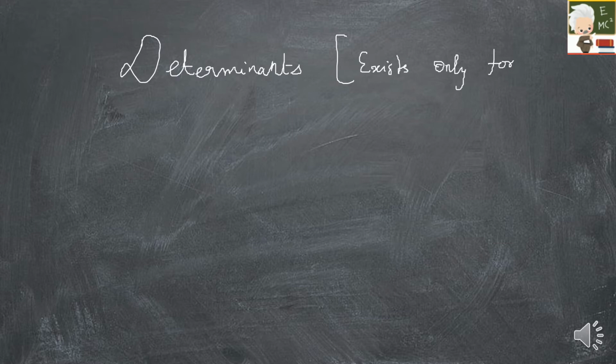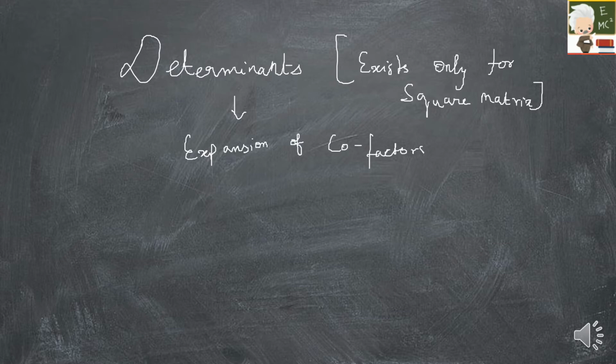Next, we are going to see about determinants. These determinants exist only for square matrices. Hope everyone is familiar with all these. So what is a determinant? It is nothing but the expansion of cofactors of a row or column.